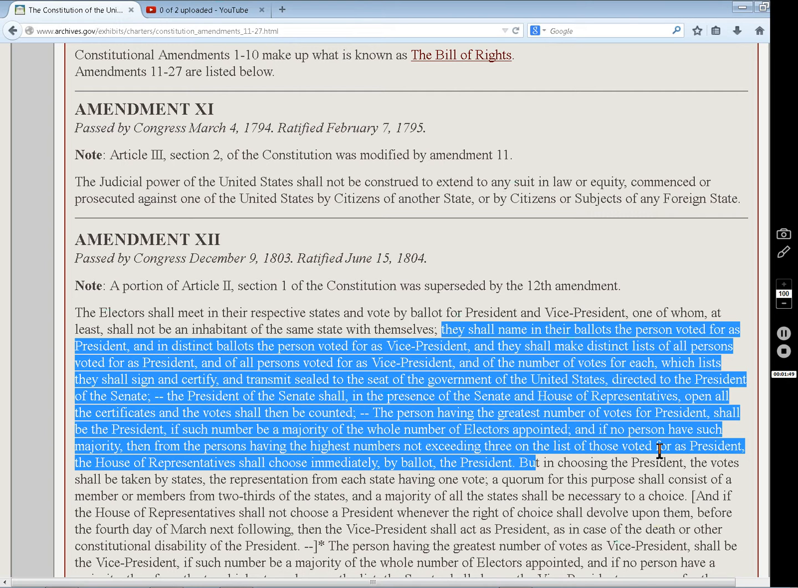The President of the Senate shall, in the presence of the Senate and the House of Representatives, open all the certificates, and the votes shall then be counted. The person having the greatest number of votes for President shall be the President, if such number be a majority of the whole number of electors appointed. And if no person have such majority, then from the persons having the highest numbers, not exceeding 3, on the list of those voted for as President, the House of Representatives shall choose immediately by ballot the President.